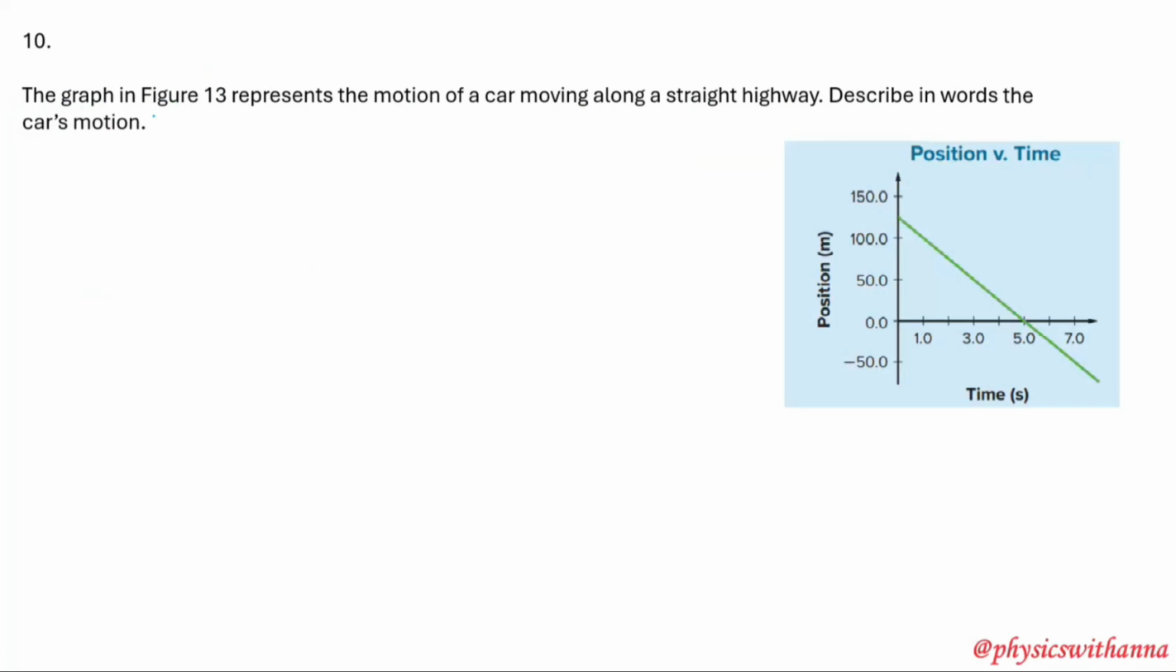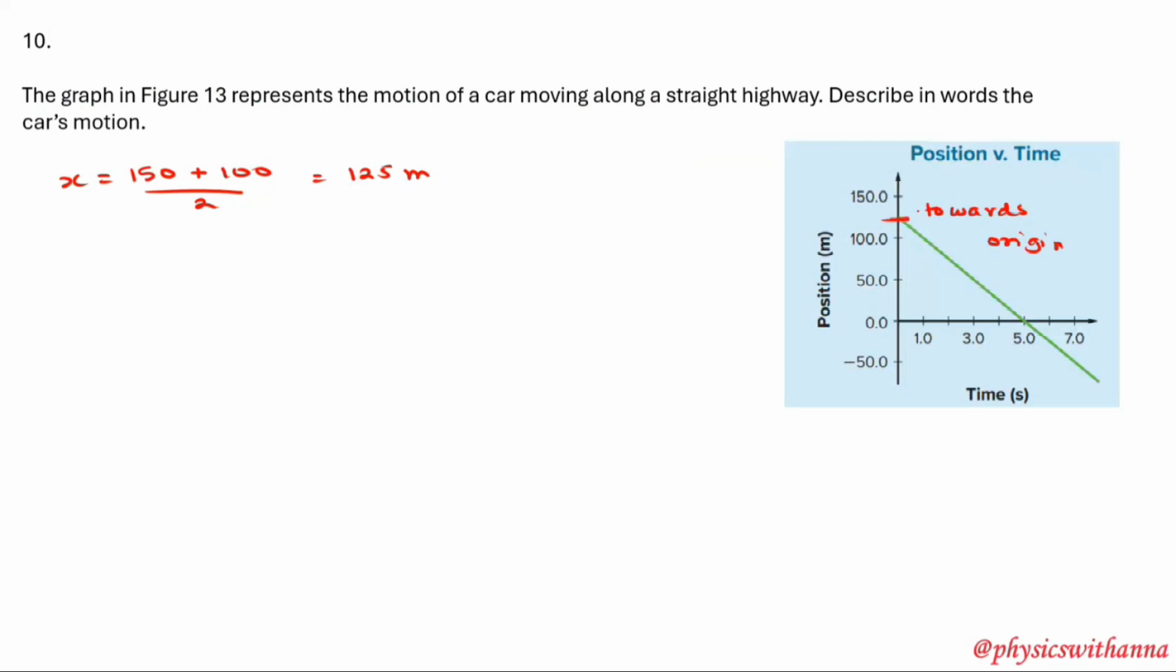Next question. The graph in figure 13 represents the motion of a car moving along a straight highway. Describe in words the car's motion. If you look at the position time graph, it is going down like this. A graph going like this means it is moving towards the origin. To describe this, I can say that the car started at a point here. We will find the value of this point. Again, it lies in between two numbers, and like I told you, you can calculate the midpoint as x equals 150 plus 100 over 2. That will give me 125.